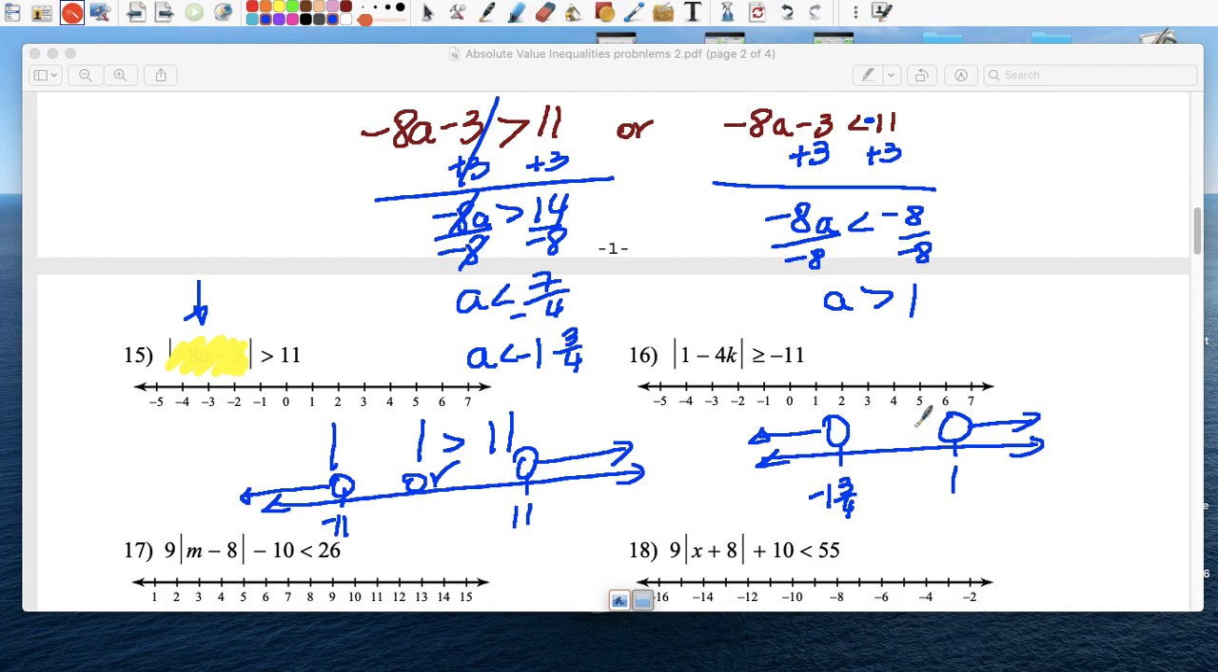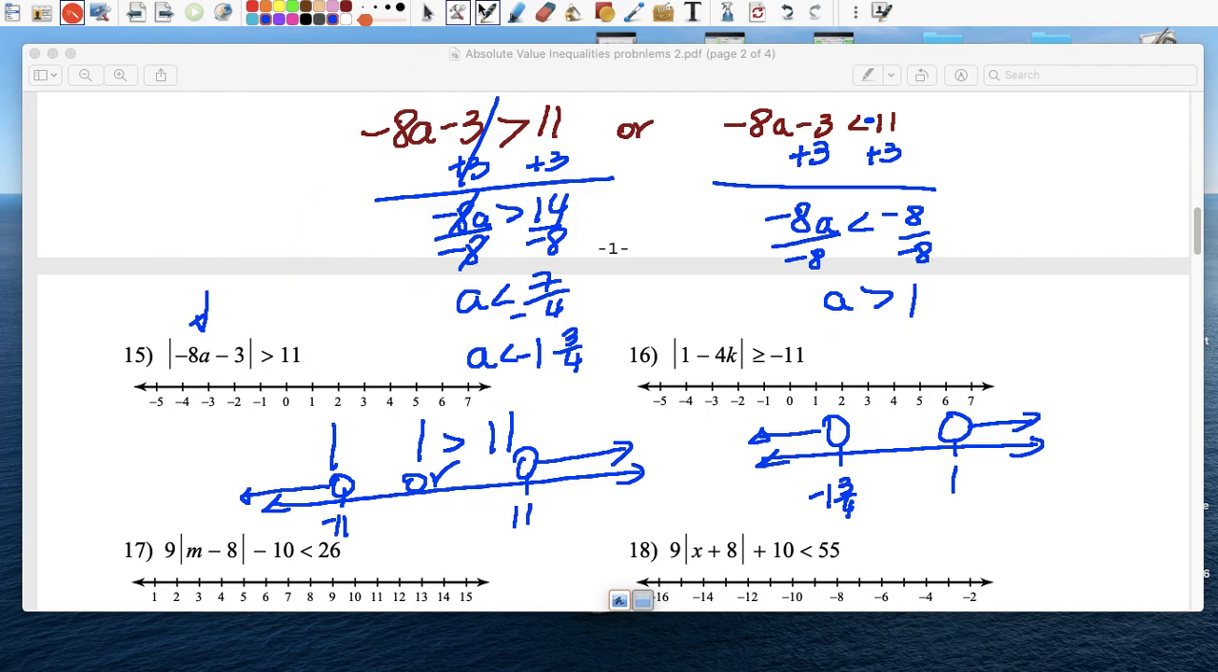So let's just try a, for example. Let me erase this, make it clearer. If you pick 0, which is here, one of the numbers you cannot pick, and plug it in here, you get negative 8 times 0, which is 0. Minus 3 is negative 3. So negative 3, absolute value is 3. Is that greater than 11? No, it's not.